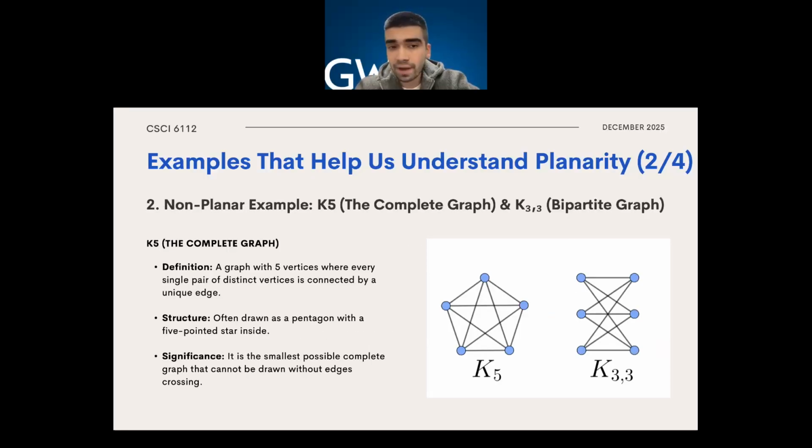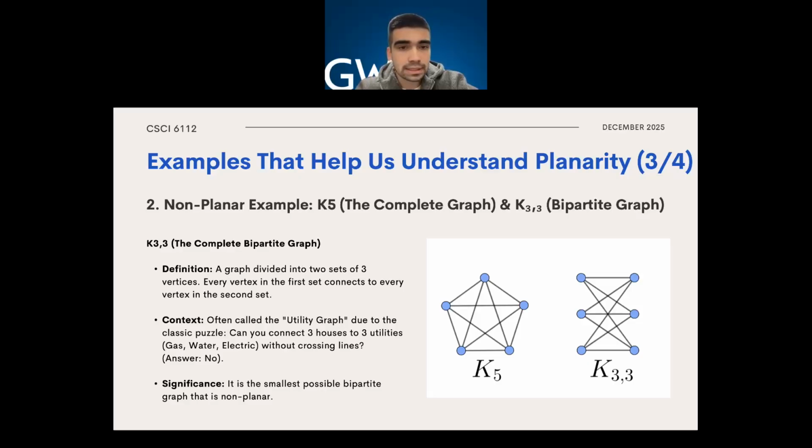The K5, the complete graph on 5 vertices. It's drawn as a pentagon with a 5-pointed star inside. K5 is fundamentally different. No matter how you rearrange the vertices or edges, you cannot eliminate all crossings. So this is the smallest complete graph that's non-planar, a critical threshold in graph theory.